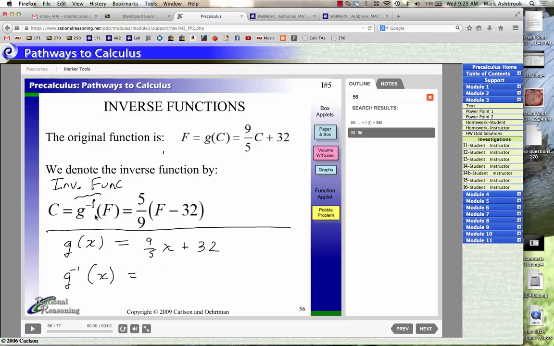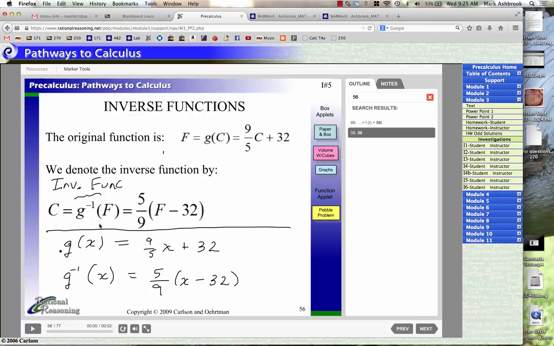Nope. That's exactly what it isn't, right? So it doesn't mean raise it to the negative 1. It would be the inverse of 9/5 x plus 32. So it would be 5/9. But it's defined right here, right? That function is defined right here, Danny. 5/9 x minus 32. Right.